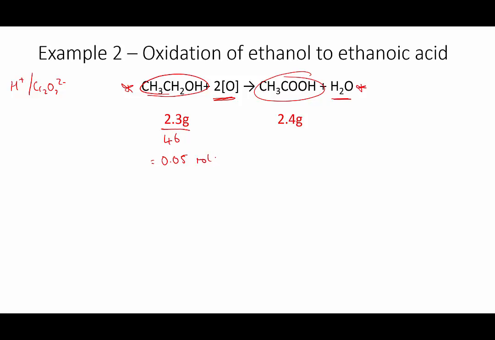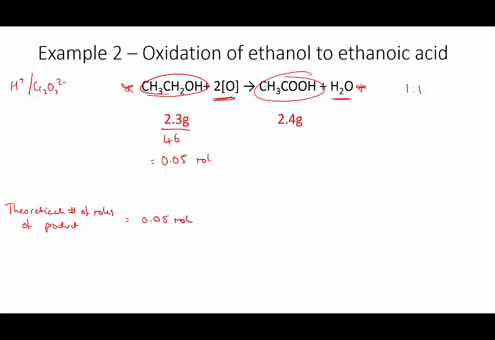Let's have a look at the stoichiometry of ethanol to ethanoic acid. Yes, it's a 1-to-1 reaction. So the theoretical number of moles of product, which is the ethanoic acid in this case, is also 0.05.